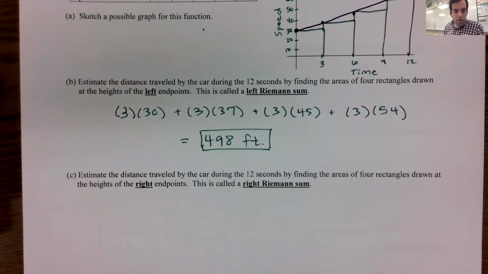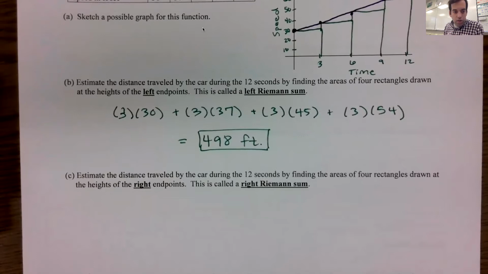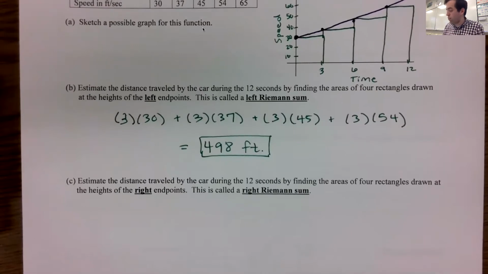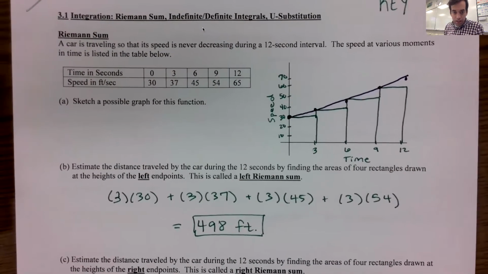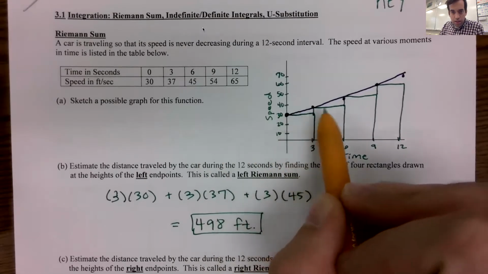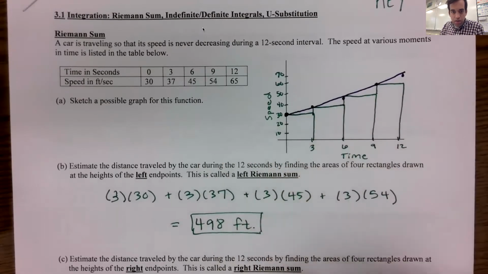In part C, we're going to try to do a right Riemann sum. So we're going to estimate the distance traveled by finding the area of 4 rectangles drawn at the heights of the right endpoints. If we want to get fancy, with this left Riemann sum you can see that we're missing some pieces of the area. So this is going to be an under approximation of the actual distance traveled. But now let's try the right endpoints.